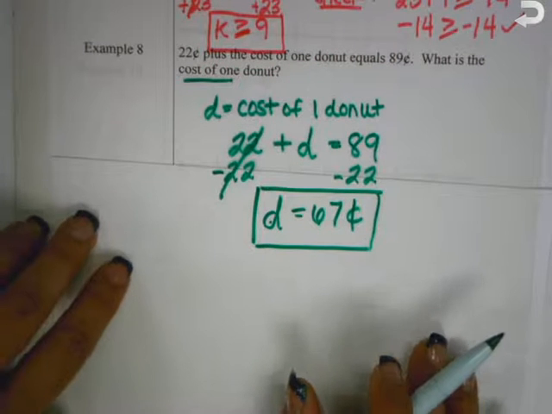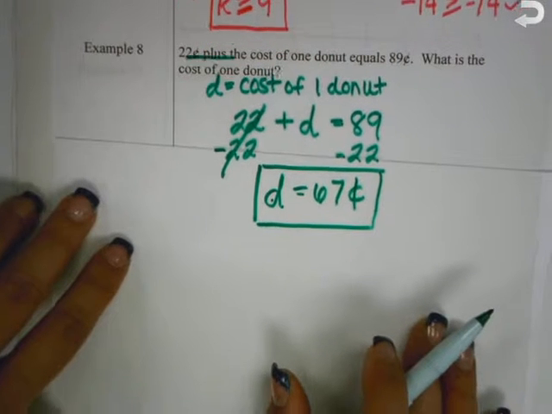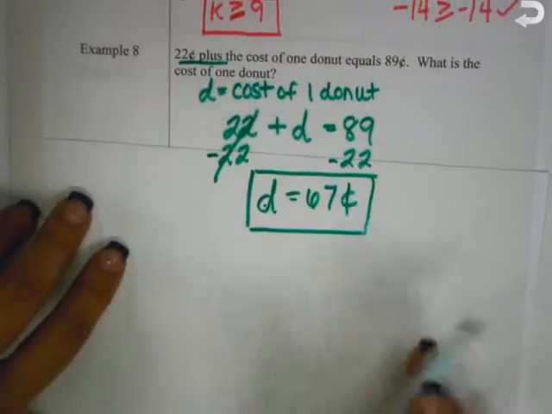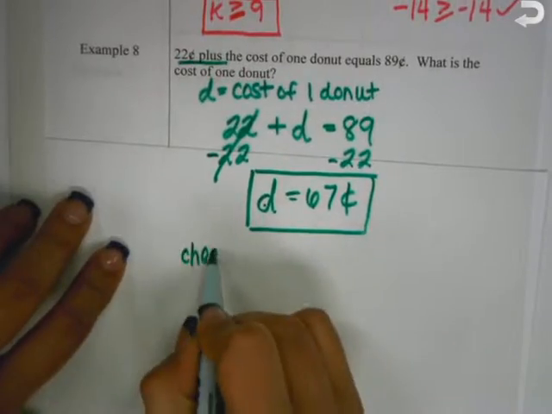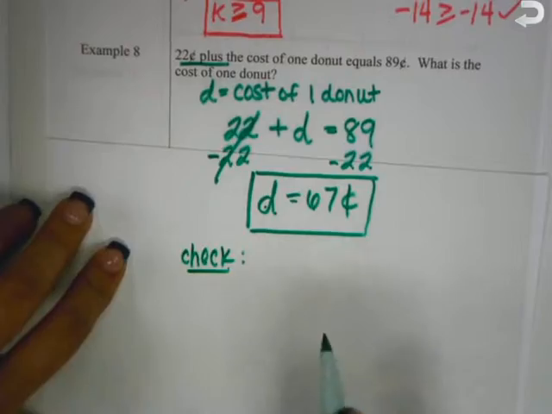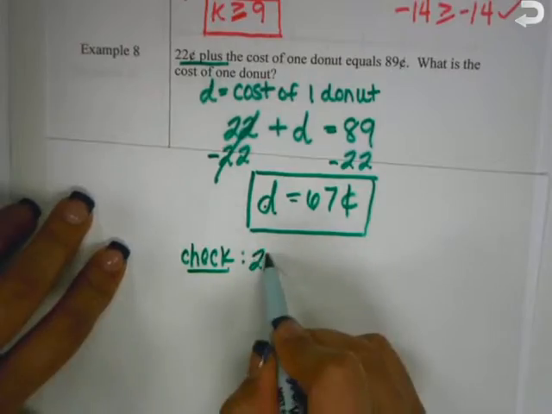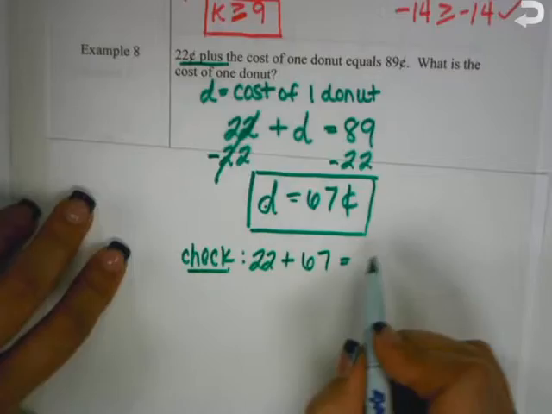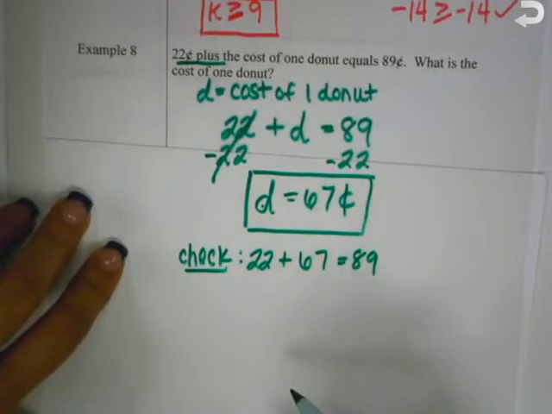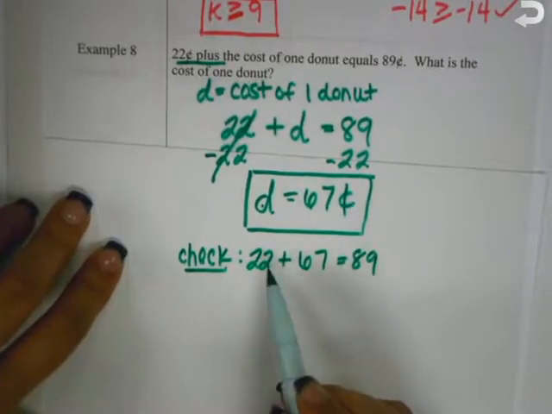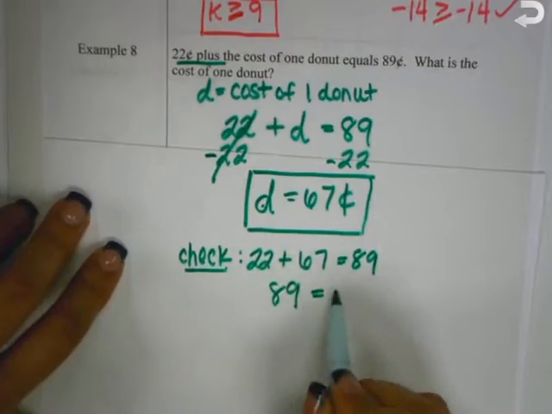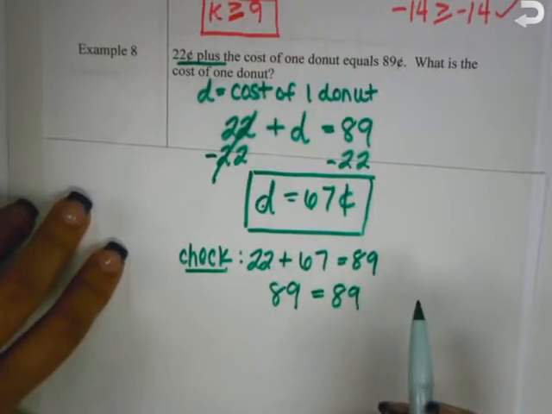Okay? Can we check it? Let's check it. 22 plus 67, and we want that to equal 89. Okay, 22 plus 67. 2 plus 7 gives me 9. 2 plus 6 gives me 8. 89 equals 89. Is that a true statement? Yes, it is. So 67 cents is the correct answer.